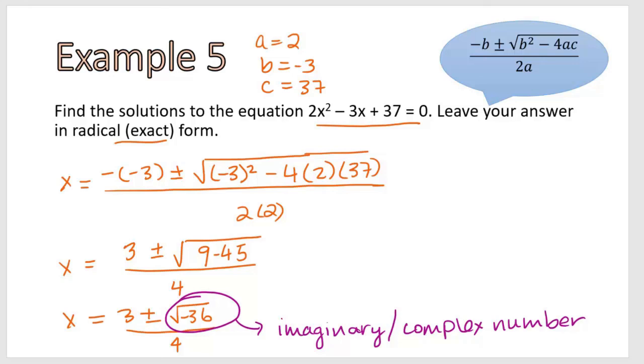So there is no value in the real number system that we can give here. So our answer just sits as the square root of negative 36. We don't need to do anything else with it. We might note that the answer is not a real number, but this is now our final answer.